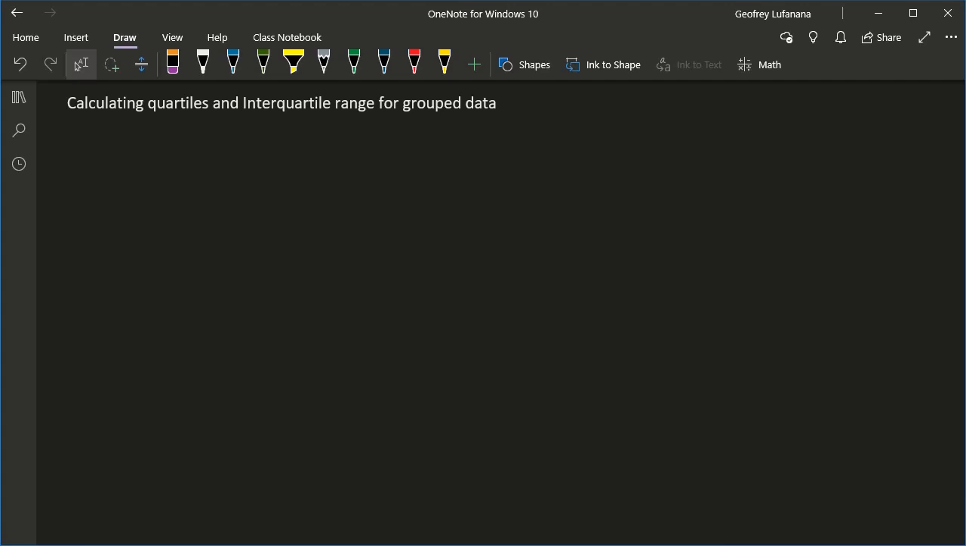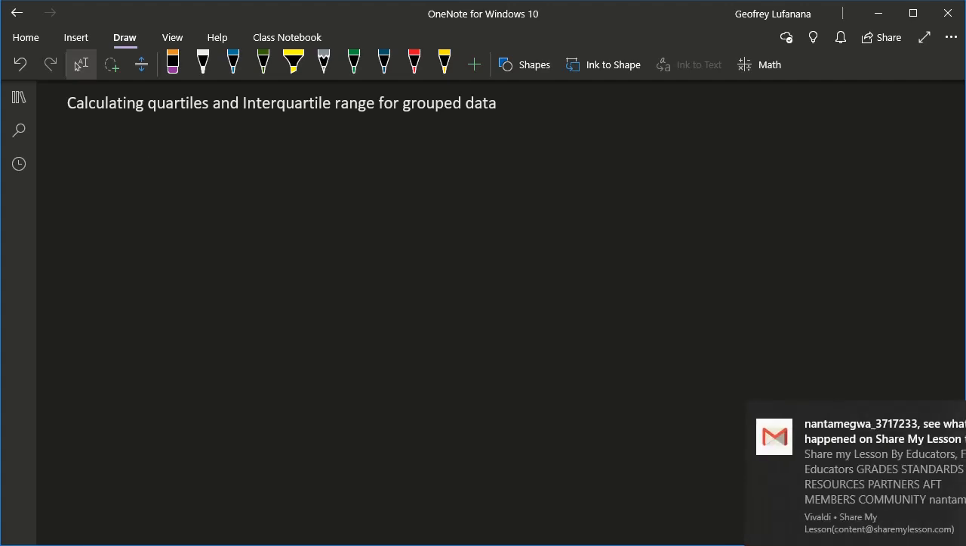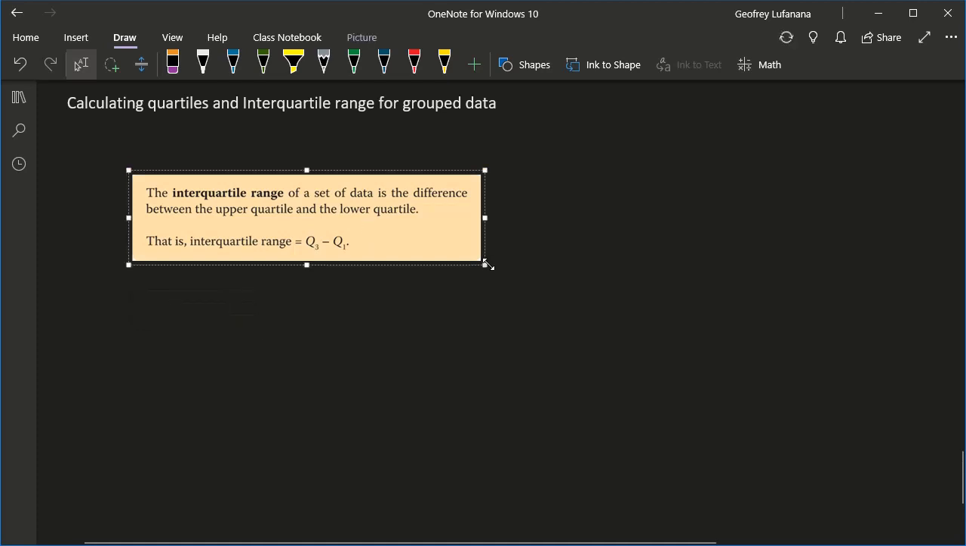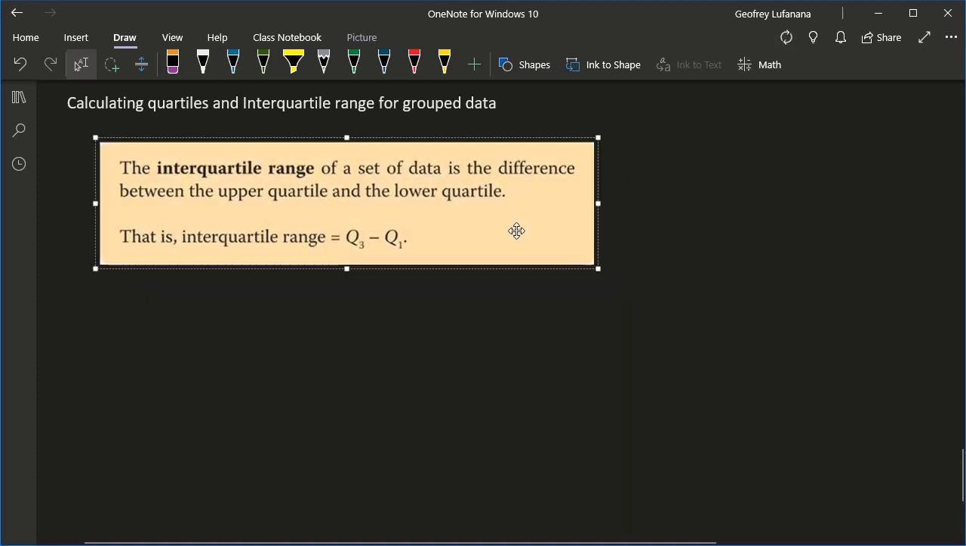Welcome. In this video, we are going to be discussing how to calculate quartiles and interquartile range for grouped data. Now, from our previous lessons, we learned that interquartile range is the difference between the upper quartile and the lower quartile. So if we are to calculate the interquartile range, we need to first determine the quartiles for that data. That's the lower quartile, the middle quartile, which is the median, and the upper quartile.